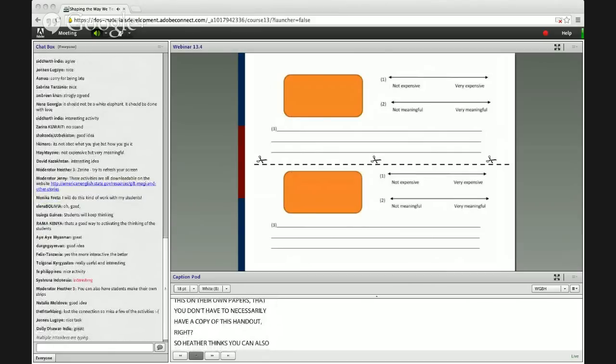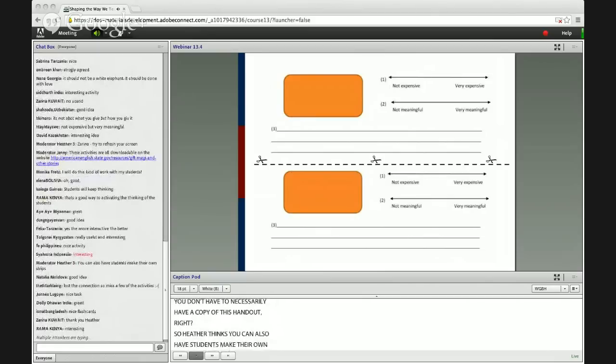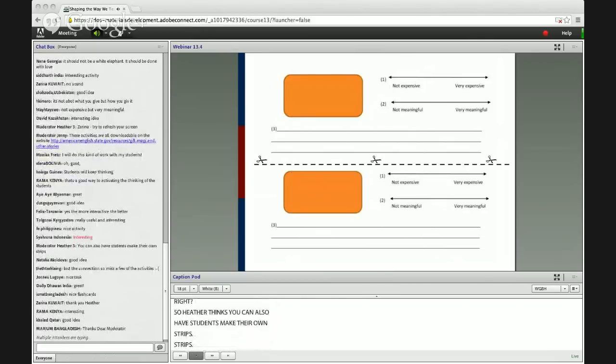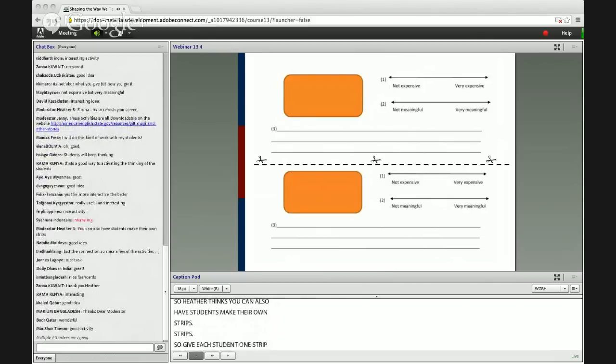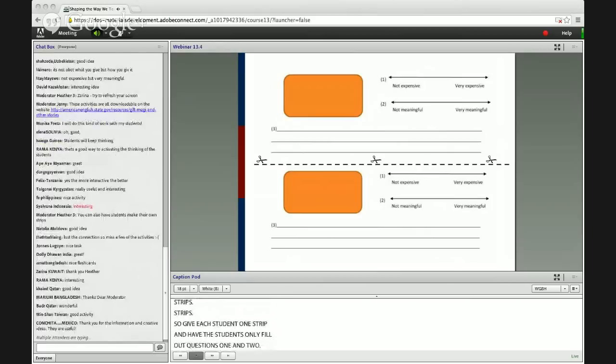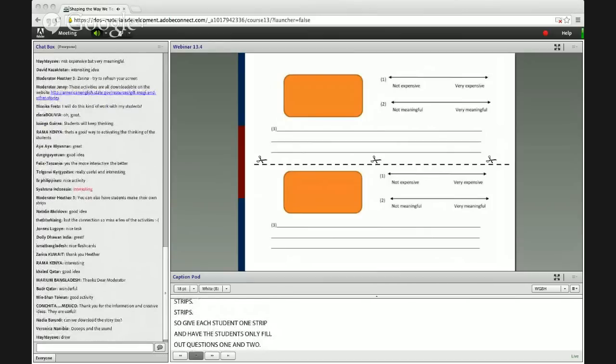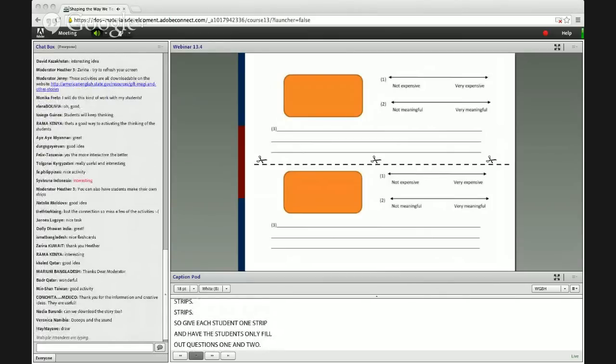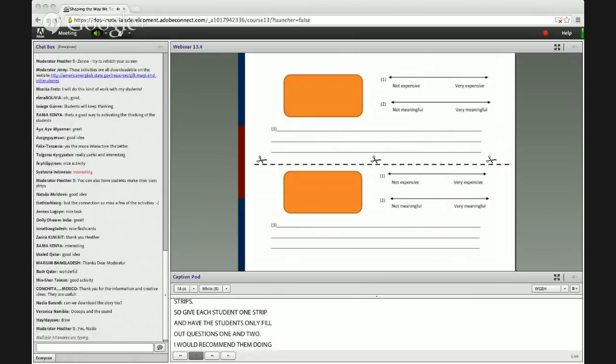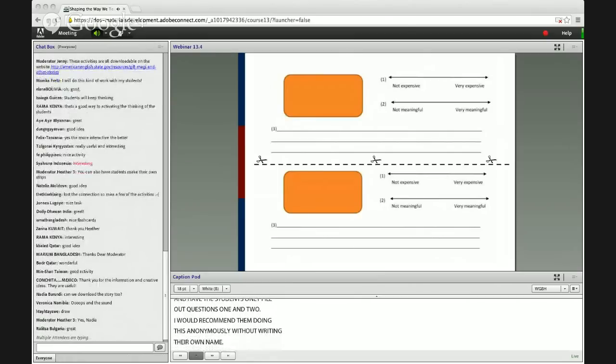So give each student one strip and have the students only fill out questions 1 and 2. And I would recommend having them do this anonymously, meaning without writing their name. And then you, as the teacher, would collect everyone's answers and redistribute them to someone else. The student's job is to circulate and search for the classmate whose paper they were given.